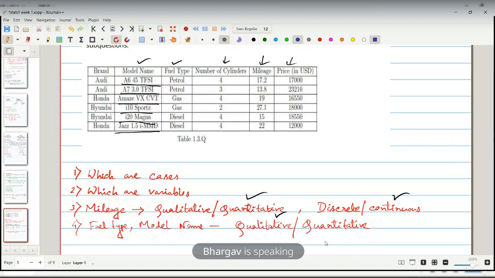Audible properly? I'm having an internet issue.